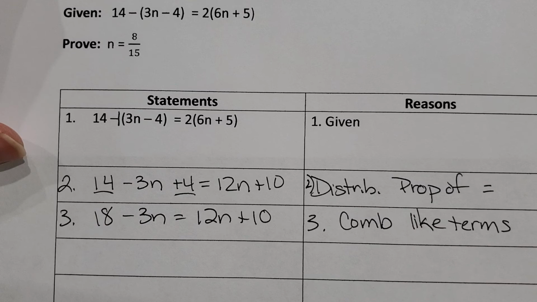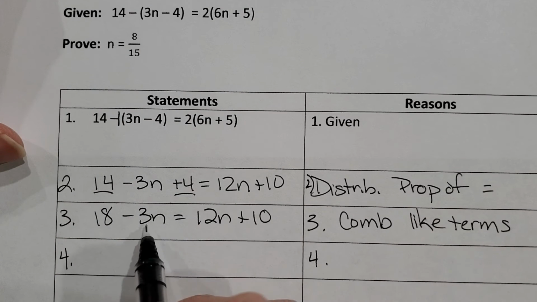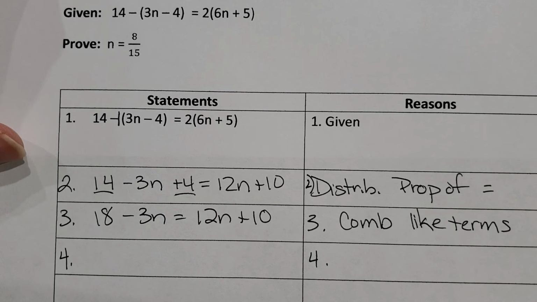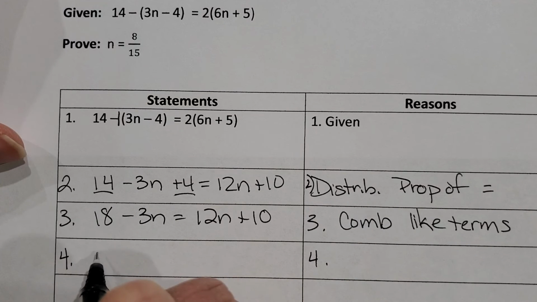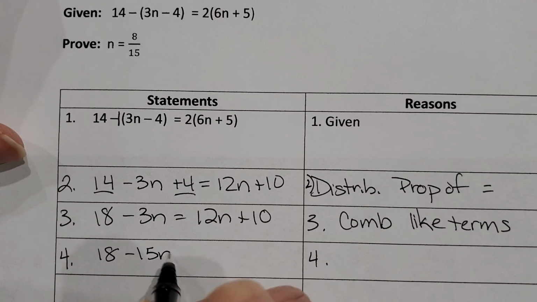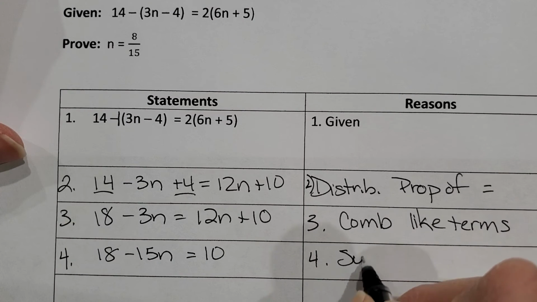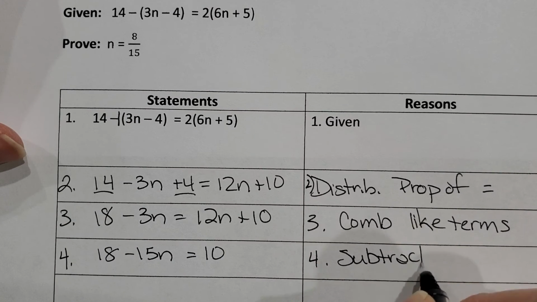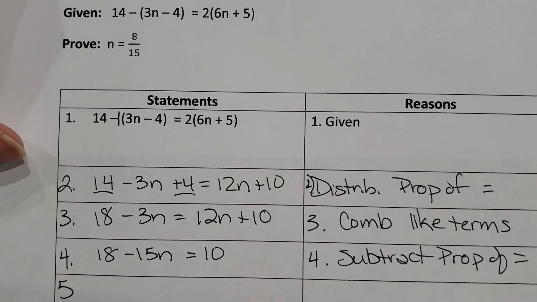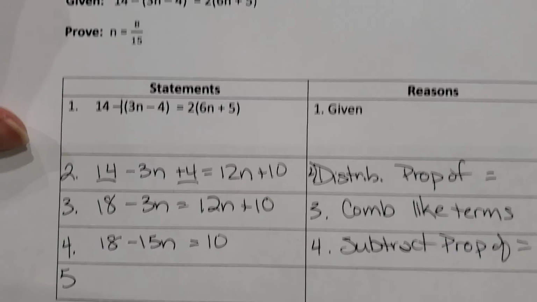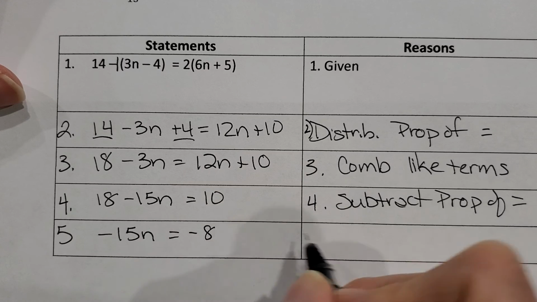Now we can move the n's to one side and the constants to the other side. So let's see, we'll move it to this side first, and then we'll avoid using the symmetric property because it said n equals 8/15. So we're going to subtract 12 from both sides. And what did I do? I used my subtraction property of equality. And then I'm going to do that again because I need to move the 18 over. And when I do that, I get negative 15n equals negative 8.